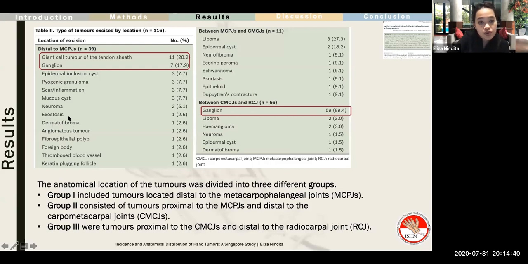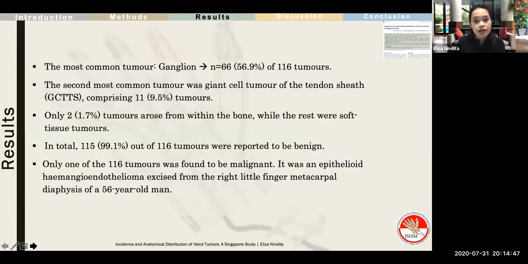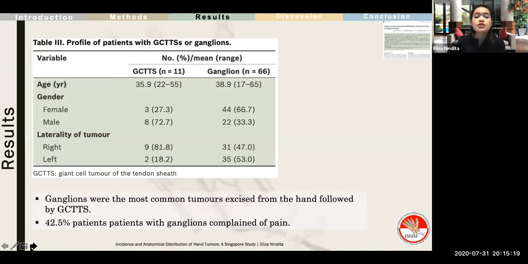It's one of the exostosis. It's from the bone, and they don't mention the other tumor that came from the bone. And in total, they were reported to be benign. There's only 1 tumor found to be malignant, and it was an epithelioid hemangioendothelioma that was excised from the right little finger metacarpal diaphysis of a 56-year-old man. So here we can see that most hand tumors are benign and rarely malignant, although rarely, we should sometimes still consider malignancy.